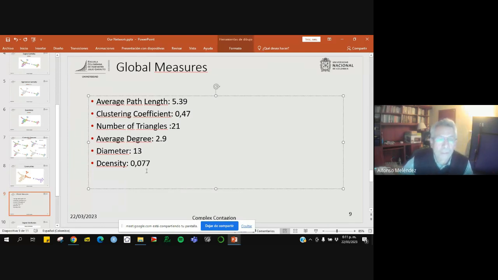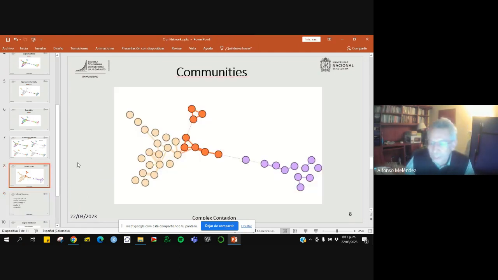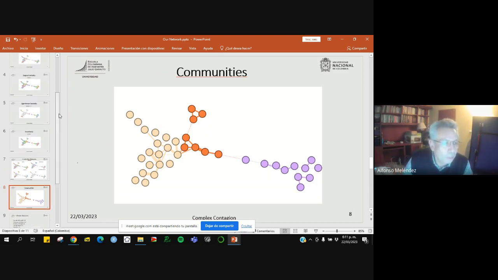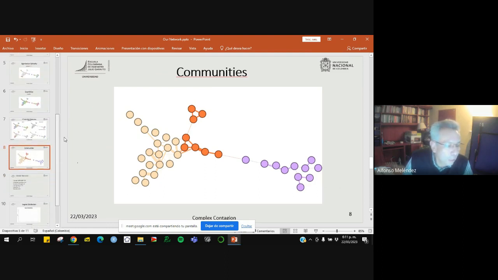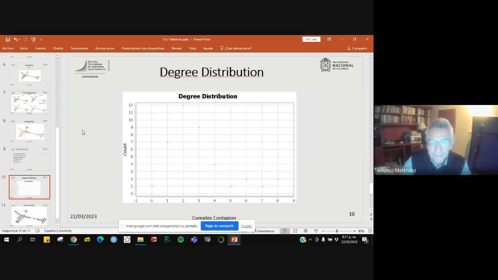I don't know if there is any question or observation about these graphs. The degree distribution is here. It's not normal, I guess. It's a peculiar distribution. It's not really normal. It's not scale free, but it's a mixture. It's a very small network.